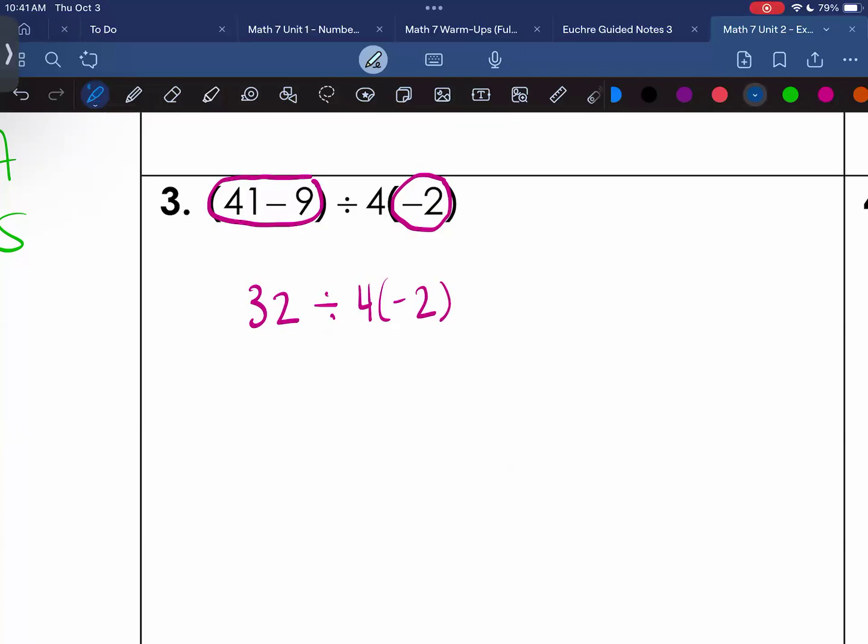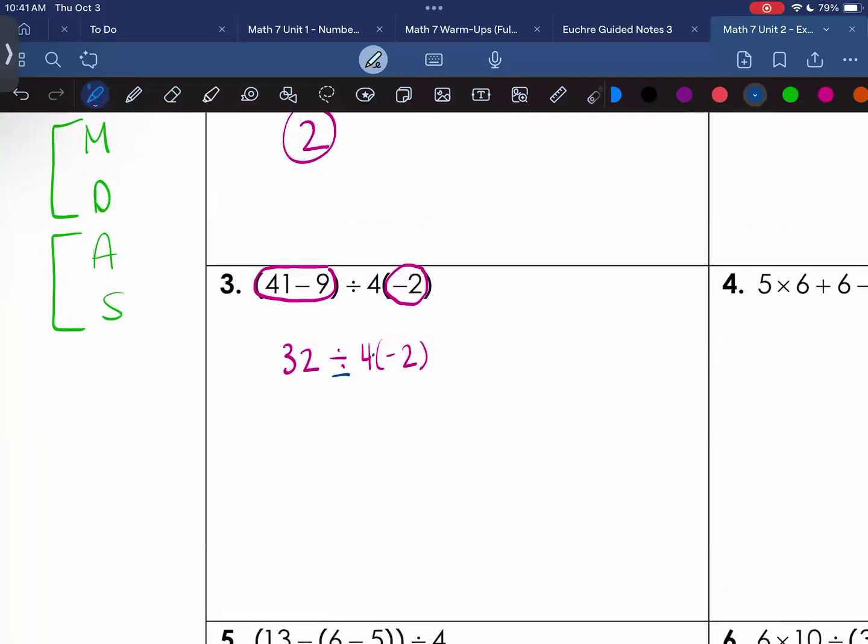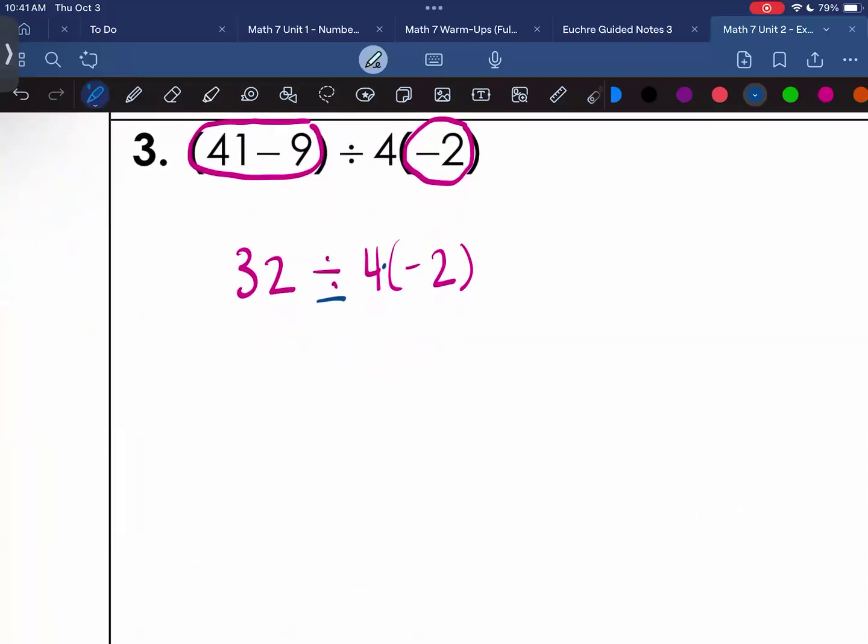What operations do we have left? I see division here. And if you remember, this is multiplication right here, right? When you have parentheses touching another number, that means to multiply. In this case, we're going to do the division first, since it comes first in our problem. So we have 32 divided by 4. And then I'm going to rewrite this multiplication part. Now we have 8 times negative 2, which is going to get us negative 16.